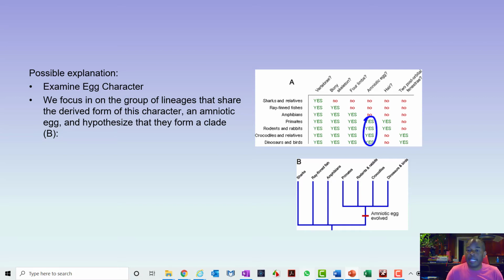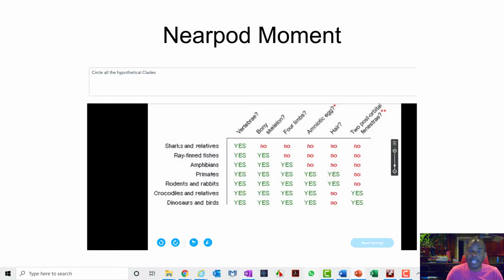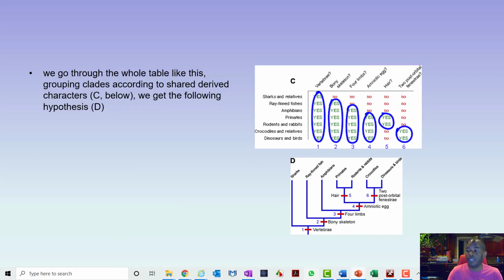So one of the things I'm going to ask you to do before you go on to the next slide is I want you to circle anything that looks like it could be a clade, right? Anything that looks like it can be a clade, circle it, because that's what you're going to use to build the phylogenetic tree. So you might want to pause it here while you work through that in Nearpod, because you can circle that in Nearpod if you're following along, and then I'm just going to keep on going.